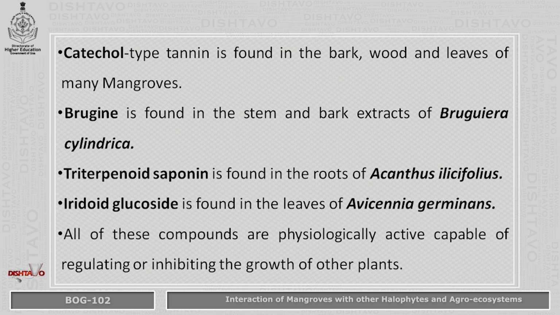Catechol type tannin is found in the bark, wood and leaves of many mangroves. Brugine is found in the stem and bark extracts of Bruguiera cylindrica. Triterpenoid saponin is found in the roots of Acanthus ilicifolius. Iridoid glucoside is found in the leaves of Avicennia germinans. All of these compounds are physiologically active, capable of regulating or inhibiting the growth of other plants.